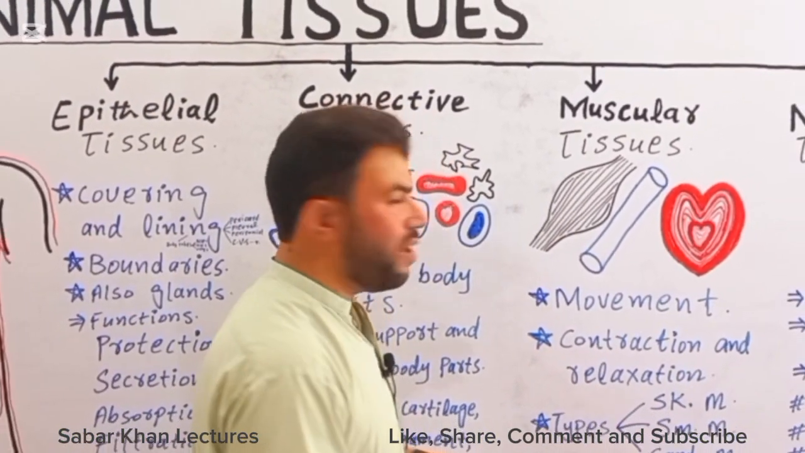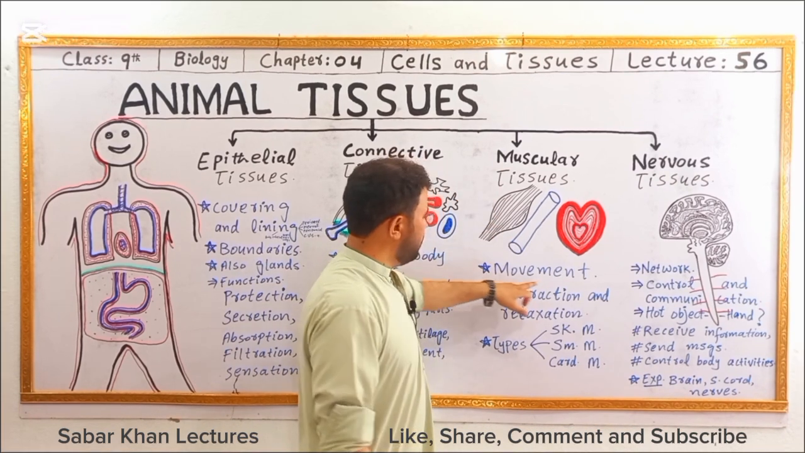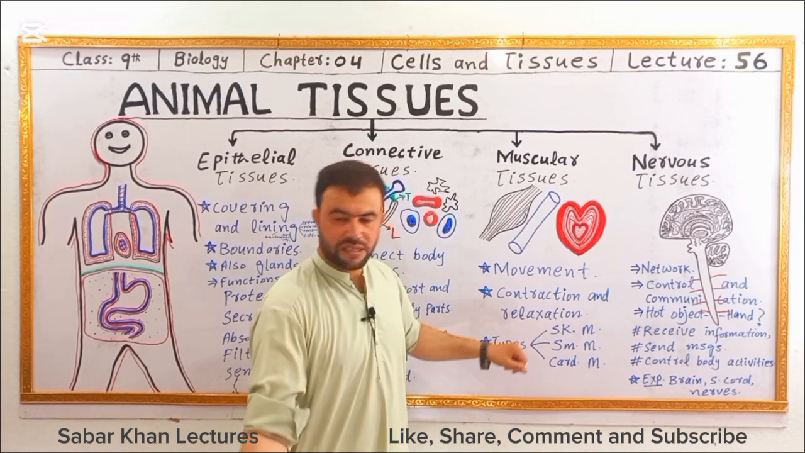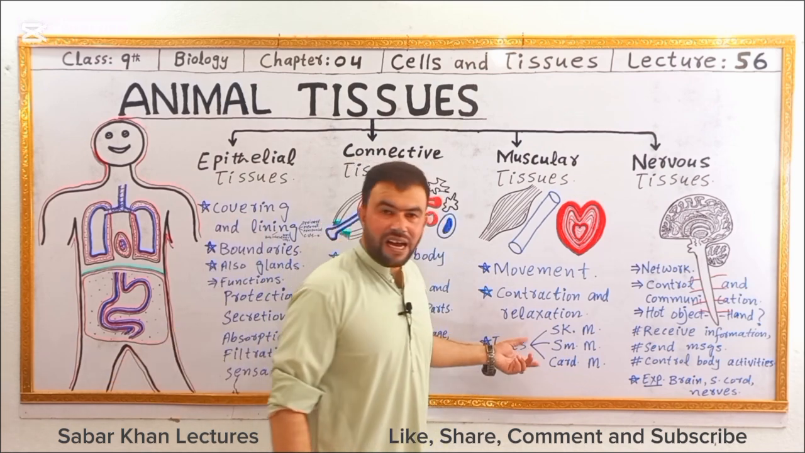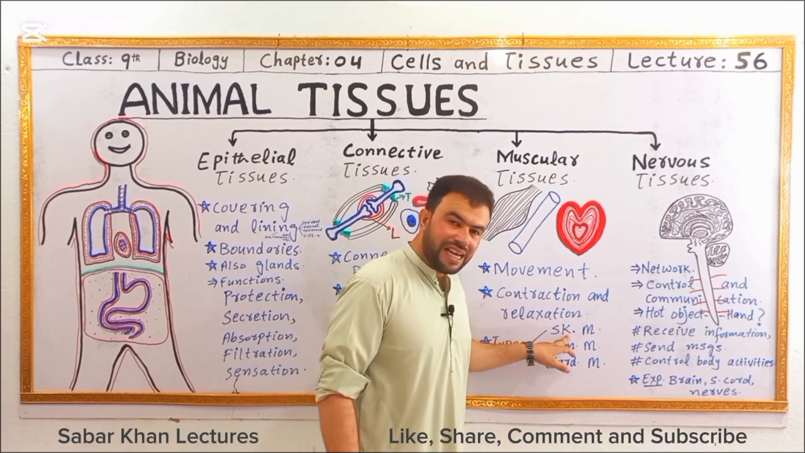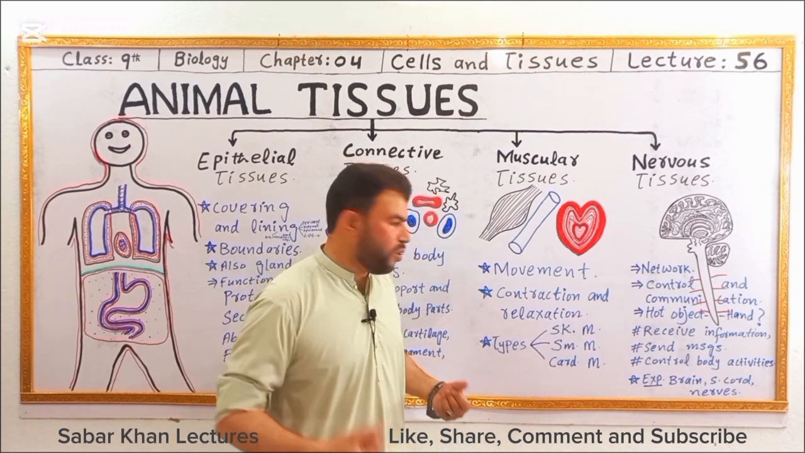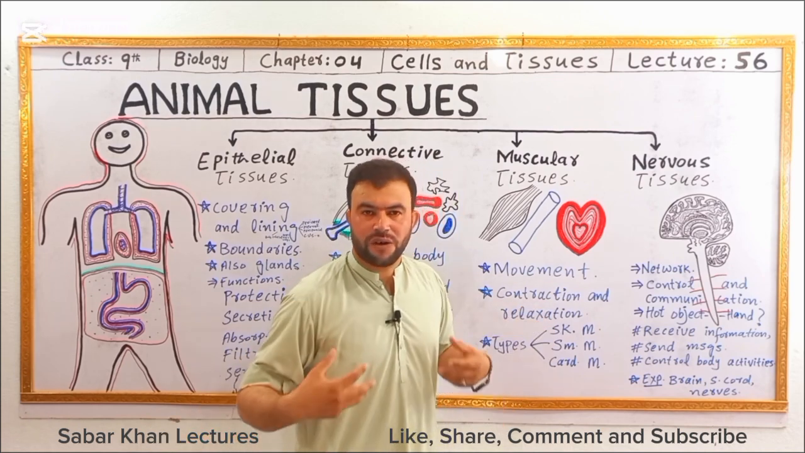Muscular tissues are providing movement to our body. For example, movement is with the help of contraction and relaxation. There are different types of muscles, having the skeletal muscles that are connected to our skeleton, meaning our bones, and that are voluntary, that are in our control.